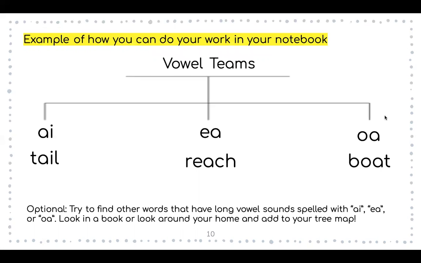This is an example of how you can do your work in your notebook. So at the top of my tree map, I will write vowel teams. Then I will write AI, EA, and OA. Under each one, I will write all of my AI words, EA words, and OA words. You have an optional activity to try to find other words that have long vowel sounds spelled with AI, EA, or OA. Look in a book or look around your home and add it to your tree map to send to your teacher. See how many you can come up with.